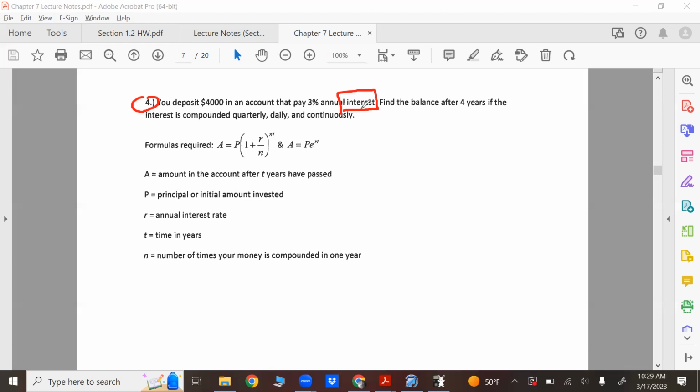Principal is how much money you started with. R is your rate. T is time. And N is the number of times your money is compounded, meaning how many times the interest is applied to your account. So how many times the bank actually will update your account with more money. Now, this is a very simple interest.